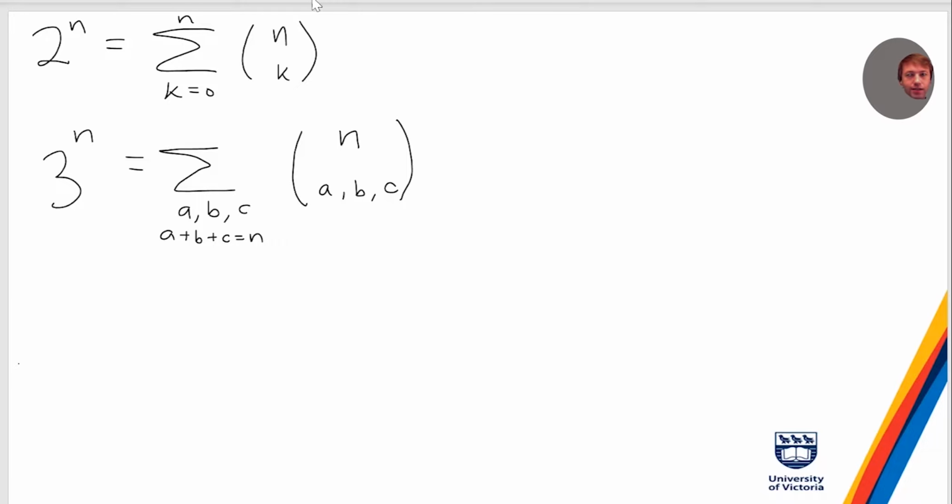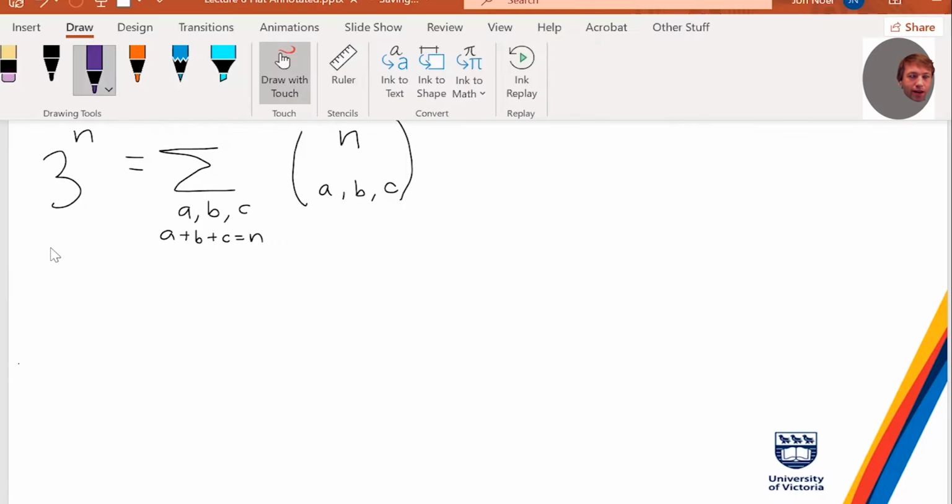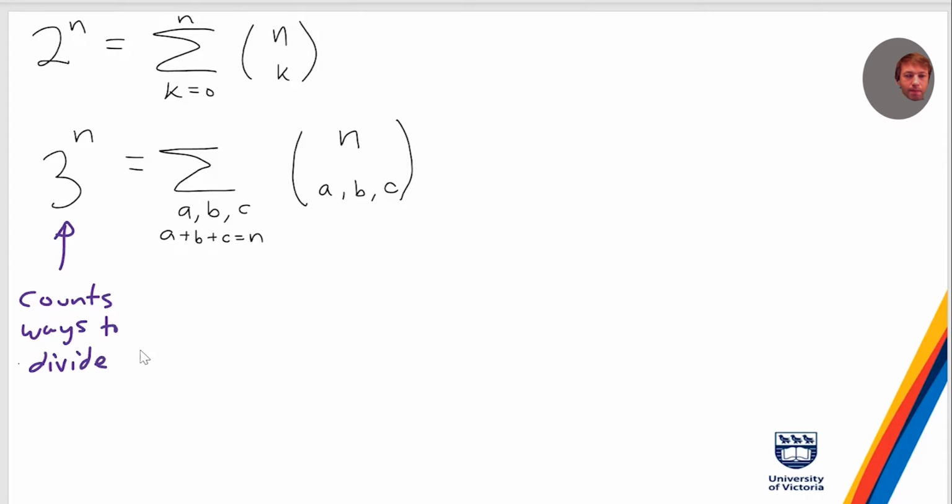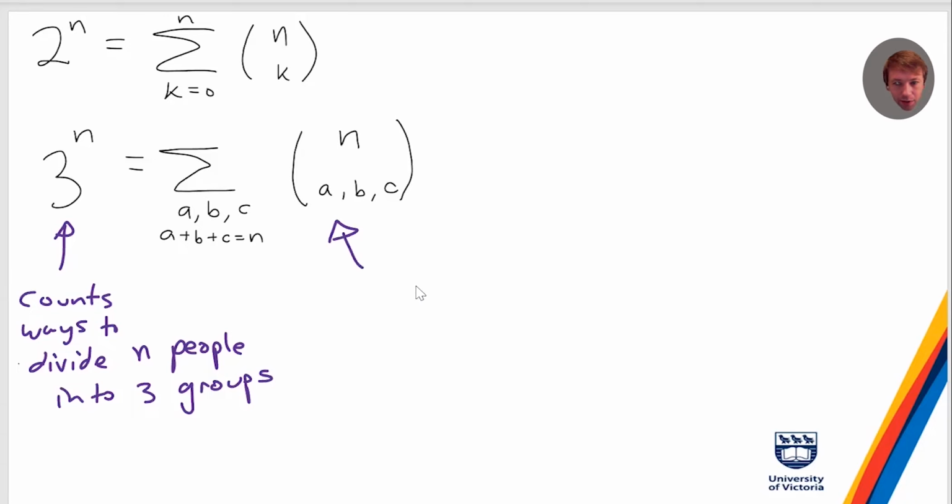Why? Well, this counts the ways to divide n people into 3 groups, where the sizes of the groups add up to n. And this counts the same thing: n people into 3 groups of sizes a, b, and c. Again, the groups are always labeled, like group 1, group 2, group 3. And then if you sum over all different a's, b's, and c's, that'll count all the ways of doing it into 3 groups.